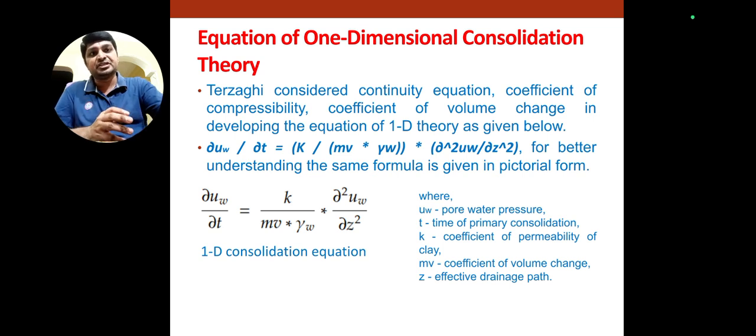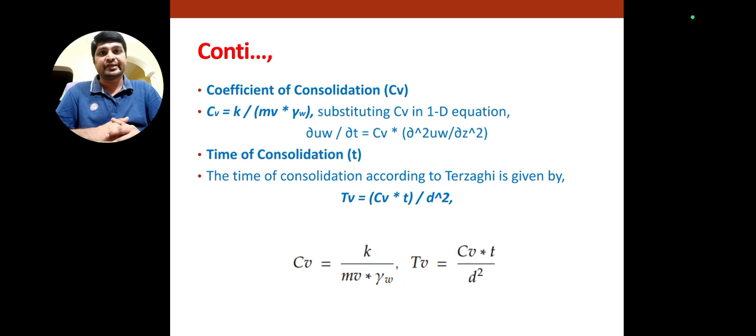This equation was made by Terzaghi, and one more equation is the coefficient of consolidation, C_v = k/(m_v γ_w). And one more equation is the time of consolidation, how much time it will take for the soil mass to consolidate, that is T_v = C_v t/d².